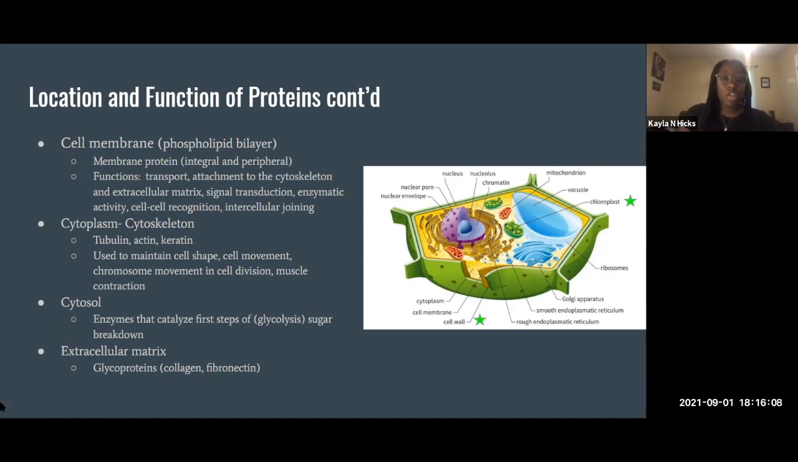In the cytosol, enzymes catalyze the first steps of glycolysis, or sugar breakdown. And lastly, there's the extracellular matrix, and the proteins are glycoproteins. Some examples of these are collagen and fibronectin. There are also proteins in the cell wall and chloroplast, but in very low numbers.